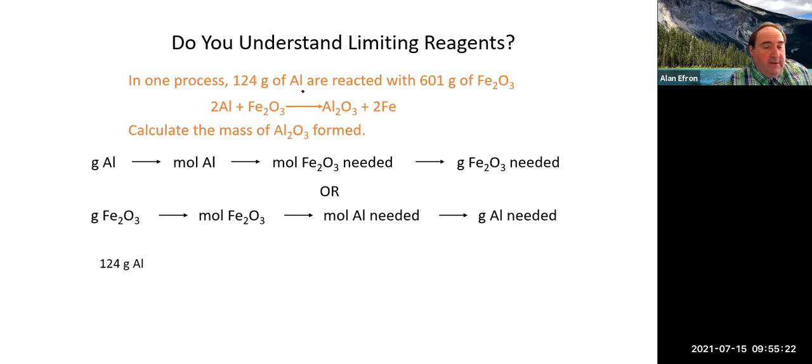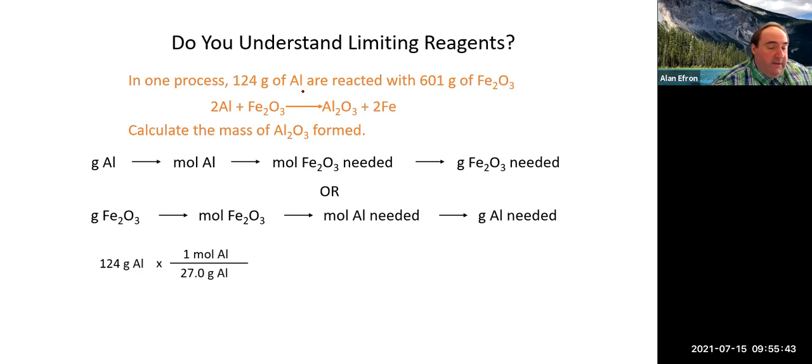They chose to go with the 124 grams of aluminum. And what they're going to do is a stoichiometry calculation to say, if I want to use up 124 grams of aluminum, which is all my aluminum, how many grams of the iron 3 oxide would I have to put in there?